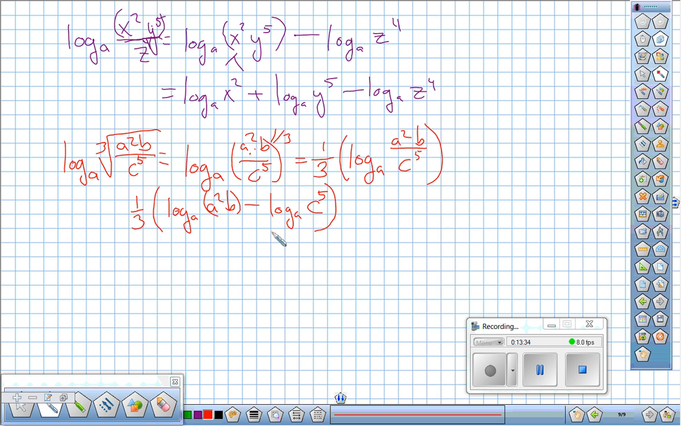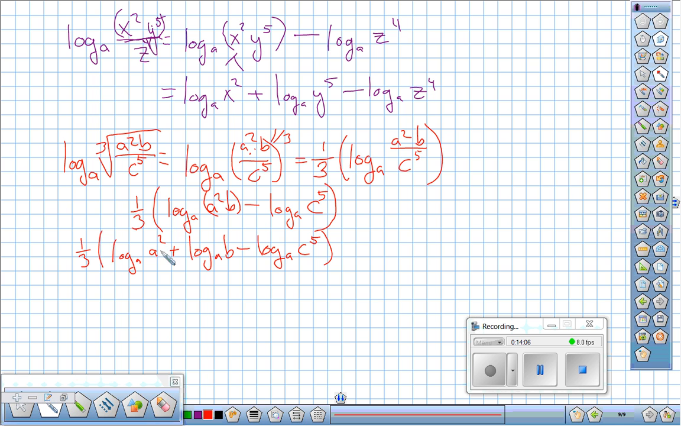So everything I have, the 1/3 out front, he's just kind of hanging on out here. And then I rewrite this multiplication piece as an addition piece. So then I have log base A of a squared plus log base A of b minus log base A of c to the fifth. Now I have everything written like this.